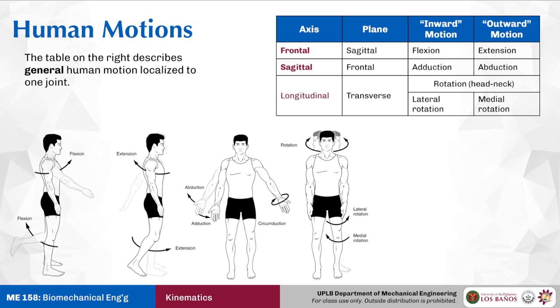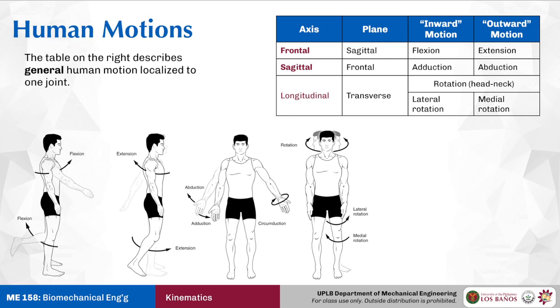Now, if you look at the mirror, looking at your anterior side, when you extend your arm outward, that's called abduction. When you pull your arms inward, that's adduction. So this is at the sagittal axis, which is the front-back axis, and the motion is essentially being performed on the frontal plane.